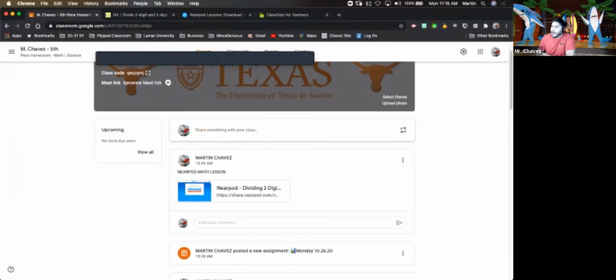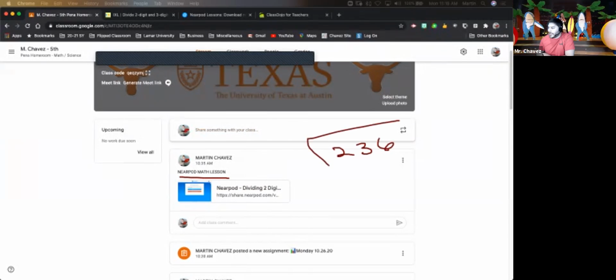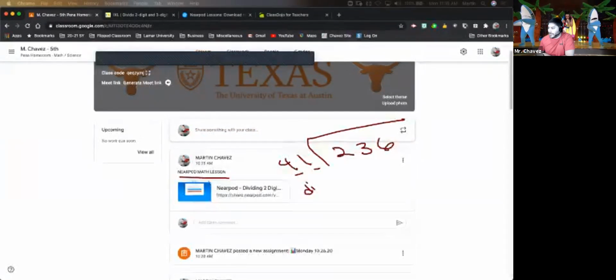So like I said, if you haven't clicked right here, be sure you do so right now. But here's what we're going to learn. By the end of the day, you guys are at least going to have an idea how to do division like this. You see, we have a 2-digit divisor.